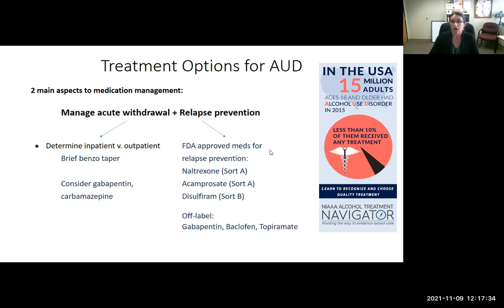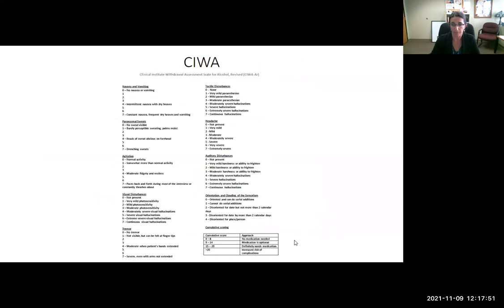And then next, we'll go into talking about FDA-approved medications for relapse prevention. So being naltrexone, which comes in two forms, acamprosate and disulfiram, and then touch upon the off-label use of a few other medications. This is kind of small, but this is just a CIWA scale. You may or may not have these in your settings, but basically this is a subjective and objective scale that's looking at the signs of withdrawal.